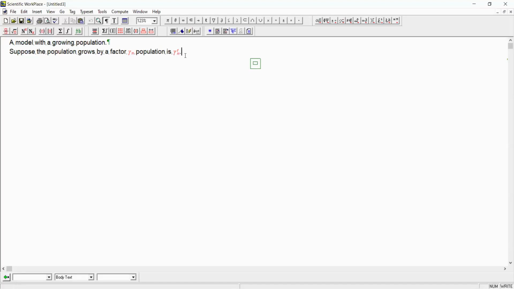Great. Since we have a growing population, we're going to have to be very careful to distinguish between per capita variables and aggregate variables. So per capita variables will be lowercase, and aggregate variables will be uppercase. All right.